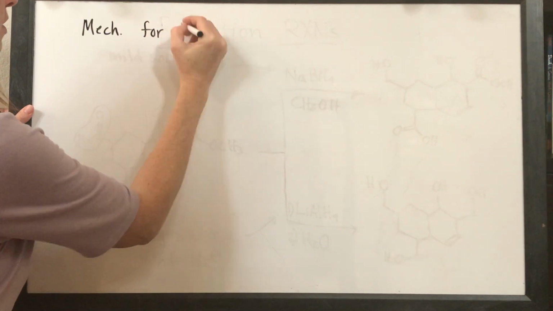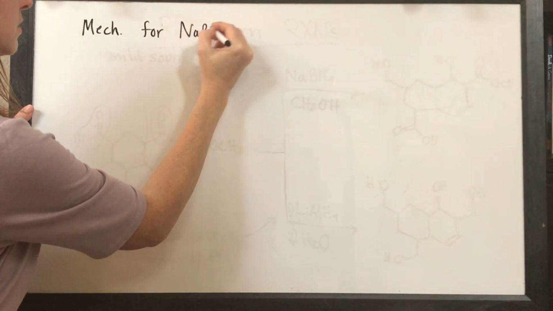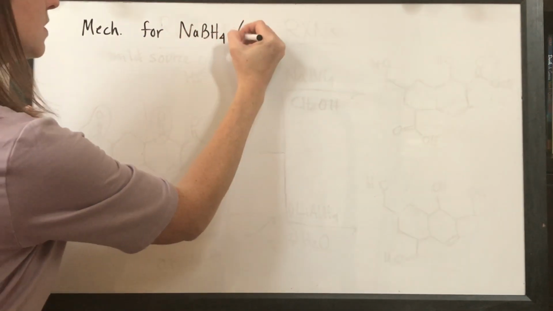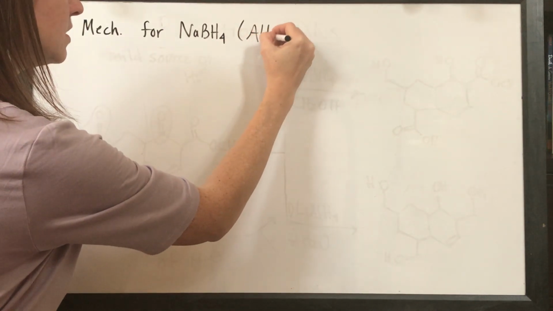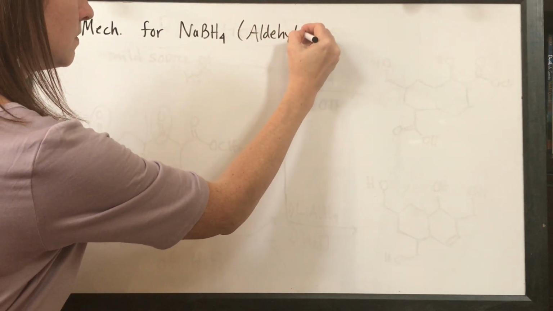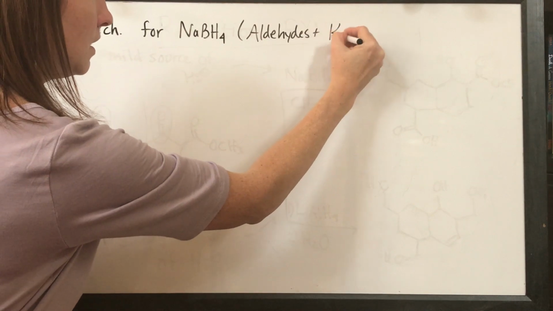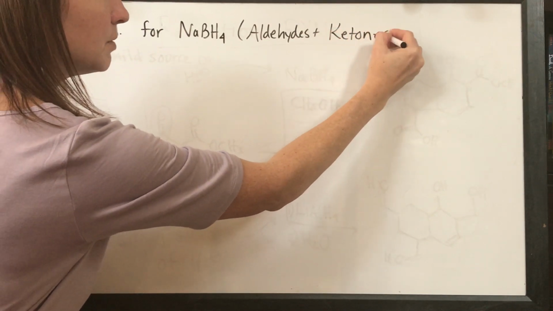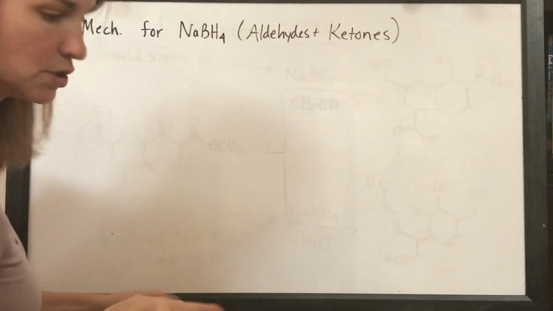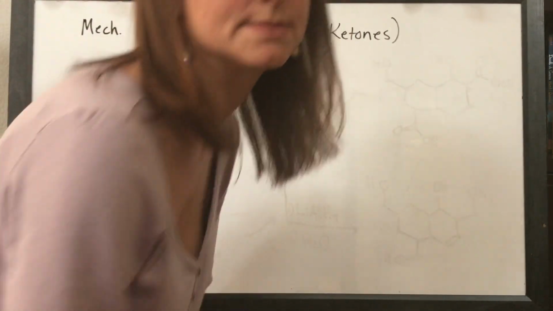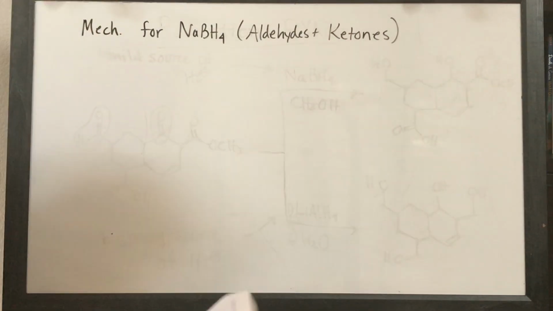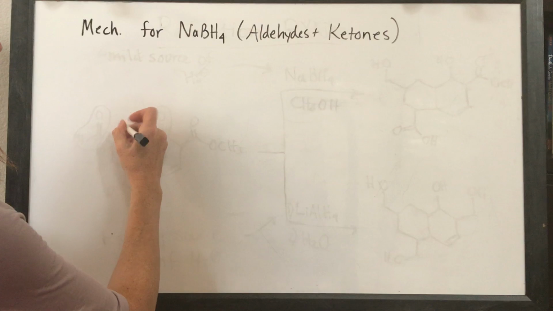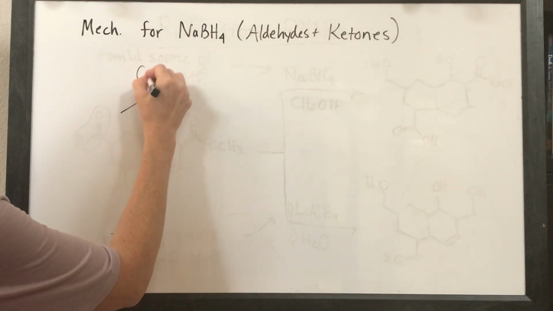Mechanism for sodium borohydride. So this is when we're reducing aldehydes and ketones. And if you happen to use lithium aluminum hydride just to reduce an aldehyde or ketone for some reason, it would follow the same mechanism. So let's take a simple ketone. Let's just do acetone.